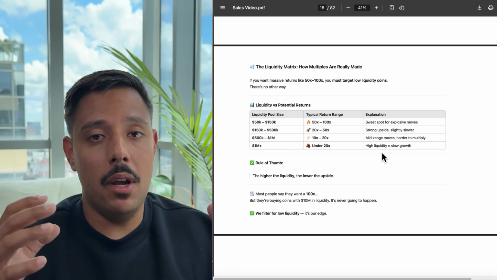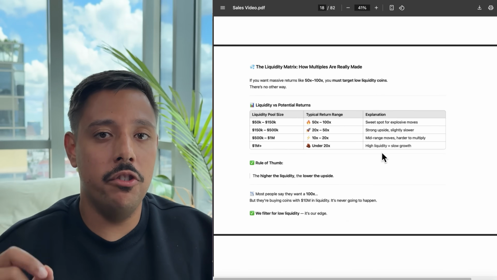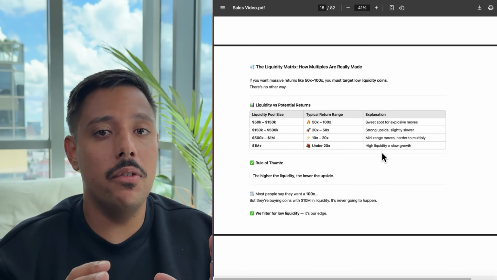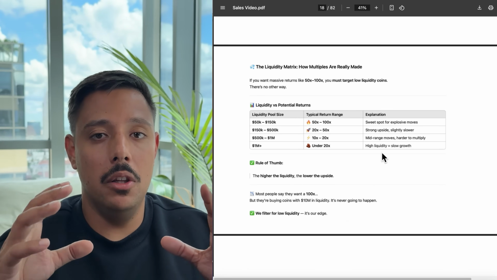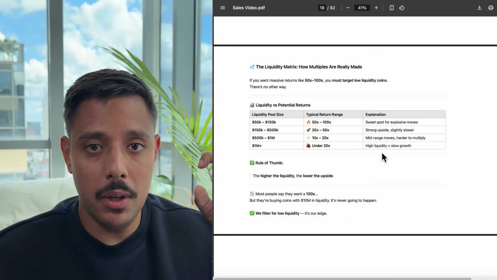Now, the reason why I said this is because a lot of people assume that just because a coin is cheap, it's going to go up fast. Now, I want to show you something. This is very important for understanding liquidity. It will give you a different perspective when it comes to the cheapness of a coin.